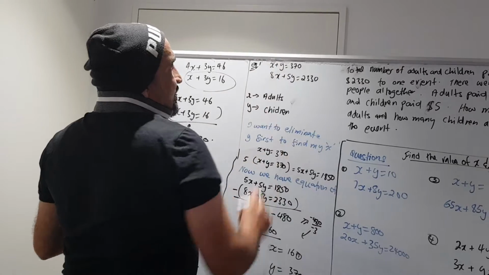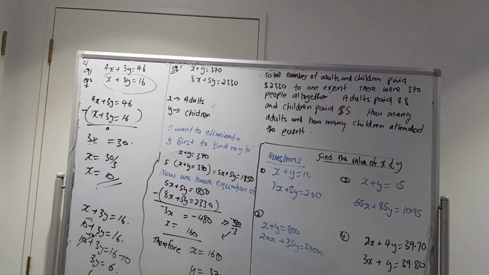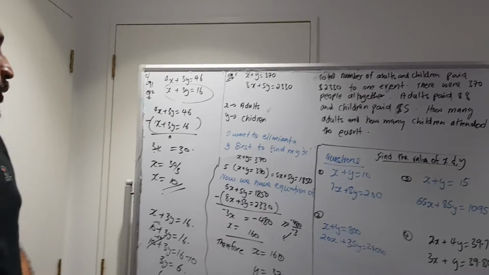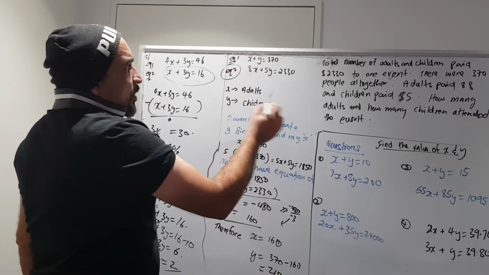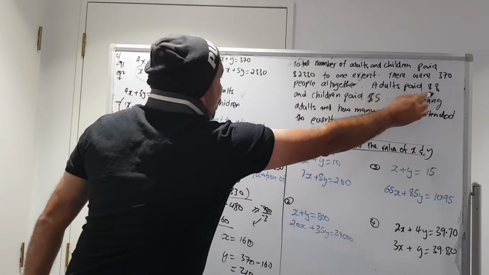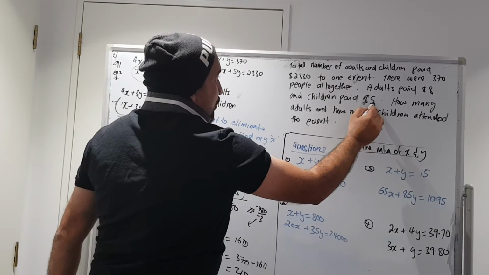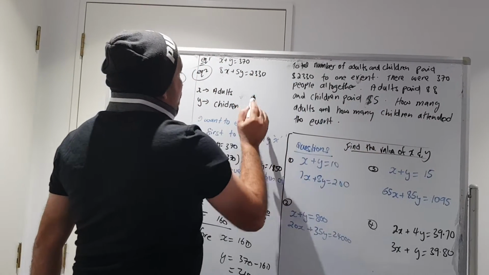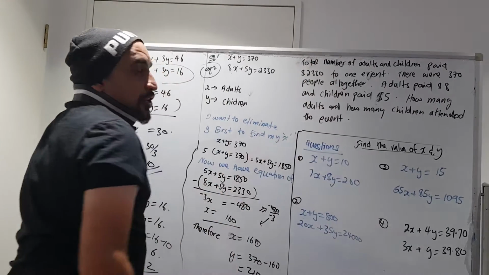x plus y is 370. Can you see? The number of children and the number of adults is 370. At the moment, we don't know how many were there. And the second equation is, we know that adults paid $8, so 8x, and plus 5 was for children, $5 per ticket, 5y. So y is children, and the total they paid was 2330.